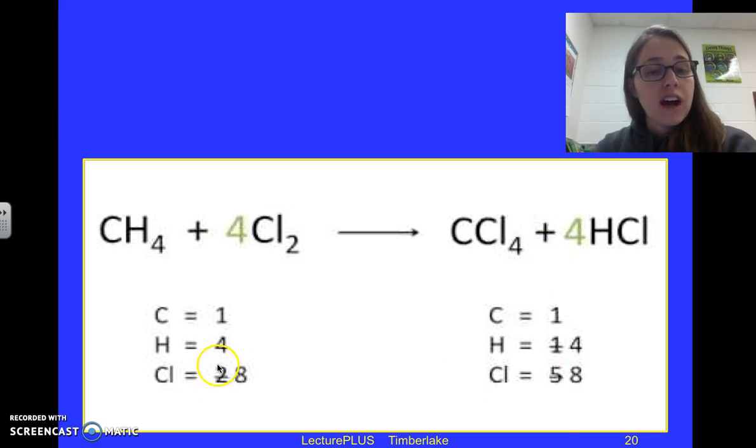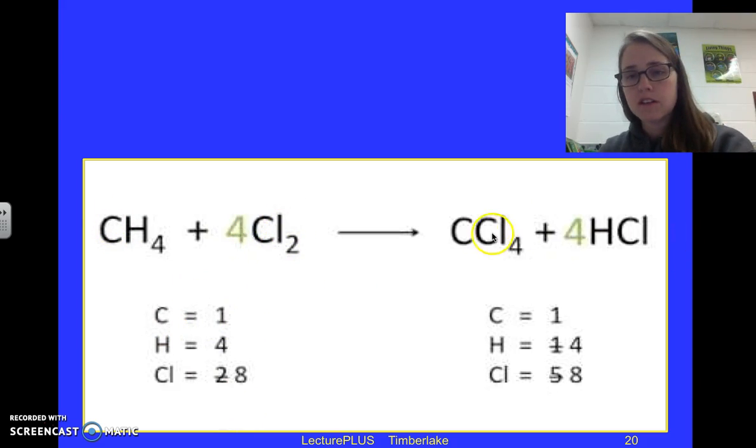On this side, though, I still only have 2. So how do I get 2 to be, excuse me, 2 to be 8? Well, I multiply 2 by 4. That makes 8. So I put a 4 in front of the chlorine, and now I check. 1 carbon, 1 carbon. 4 hydrogens, now 4 hydrogens.